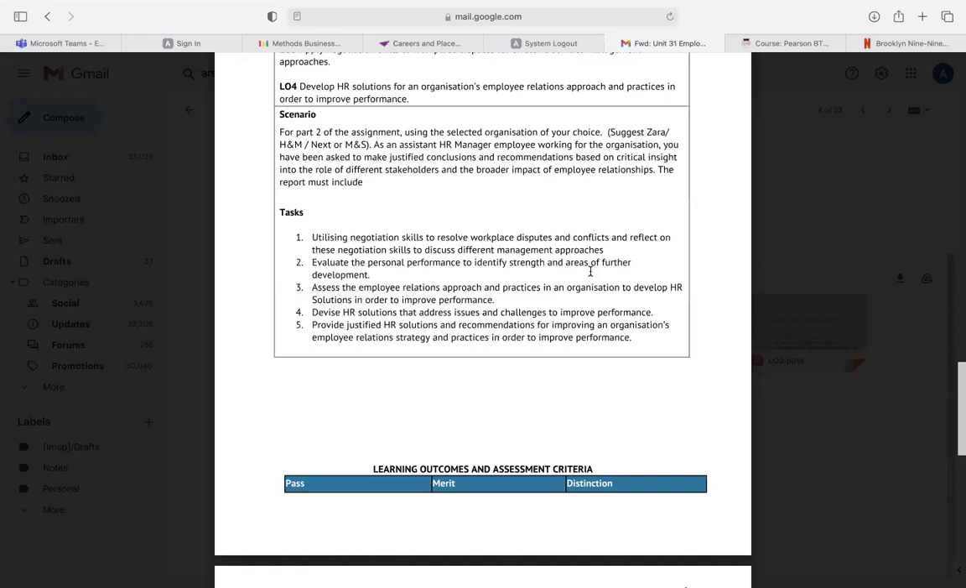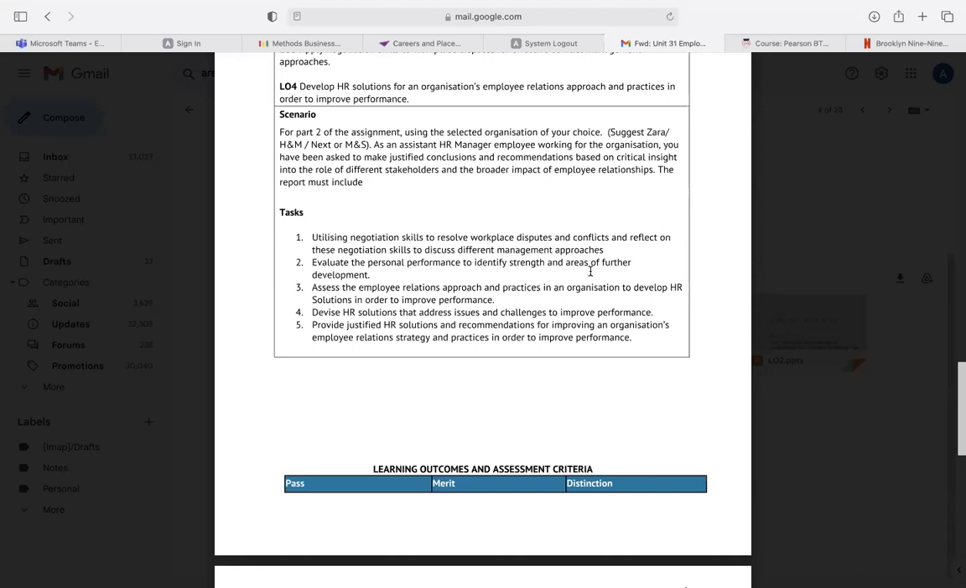Then evaluate the personal performance to identify strengths and areas of further development. So make sure that you're also evaluating a manager's personal performance. If you're in a manager position, you're looking at their performance as well. You're making sure that they've been given the proper resources to manage people properly. And if they need any improvement in their performance, or further areas of development, they've been provided that as well. Then assess the employee relationship approach and practices in an organization to develop HR solutions in order to improve performance. We spoke about this, how there are different ways you can approach a specific problem. As I gave you a very good example, ethical way, non-ethical way, can be different ways, right? As long as the end goal has been met, no one's going to question you.